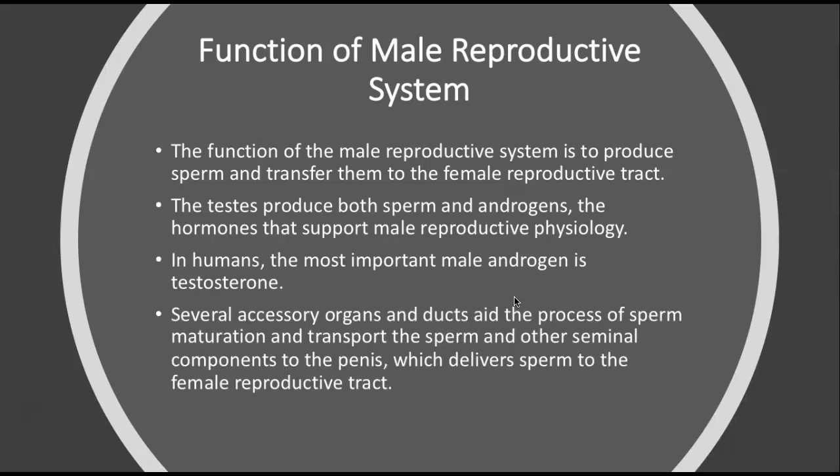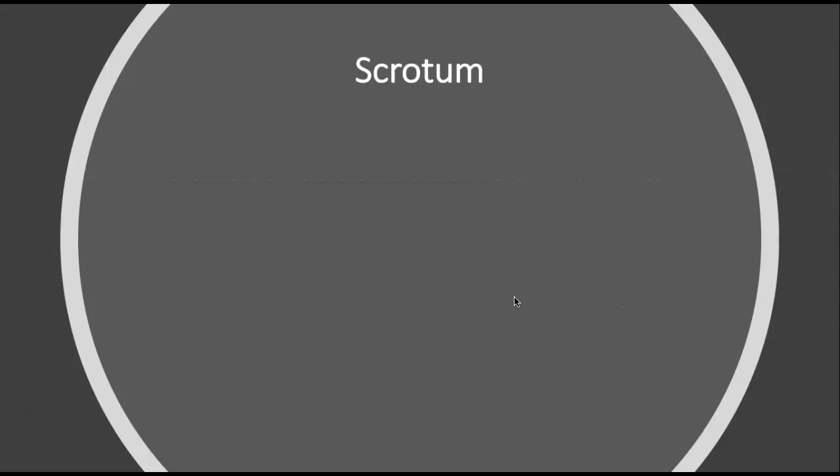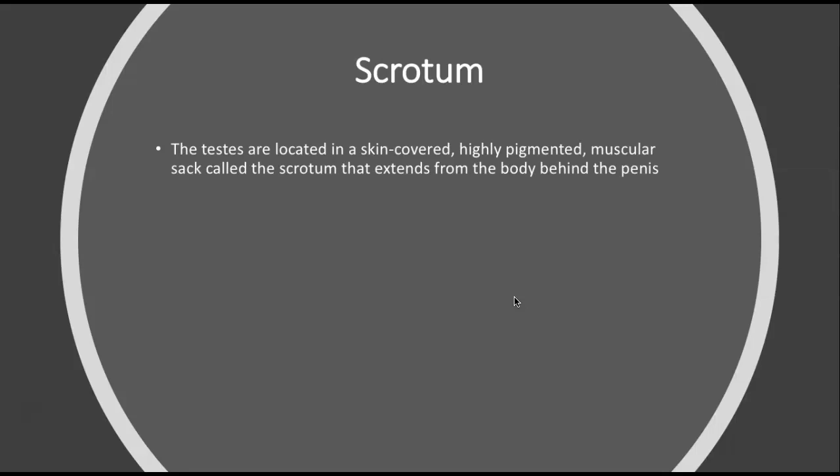There are several accessory organs and ducts that aid the process of sperm maturation and transport the sperm and other seminal components to the penis, which then delivers sperm to the female reproductive tract through ejaculation. So let's talk about all these different parts. The first part is the scrotum. The testes are located in a skin-covered, highly pigmented, muscular sac, for lack of a better term, called the scrotum.